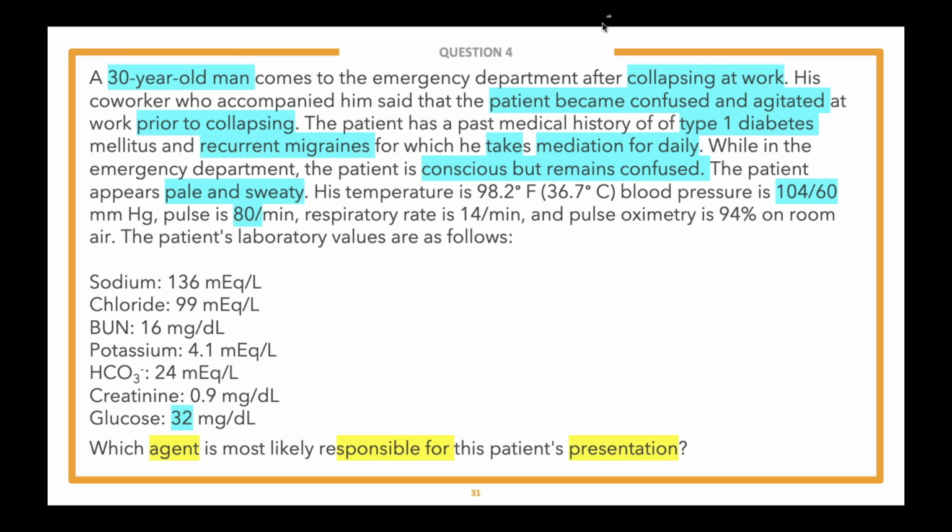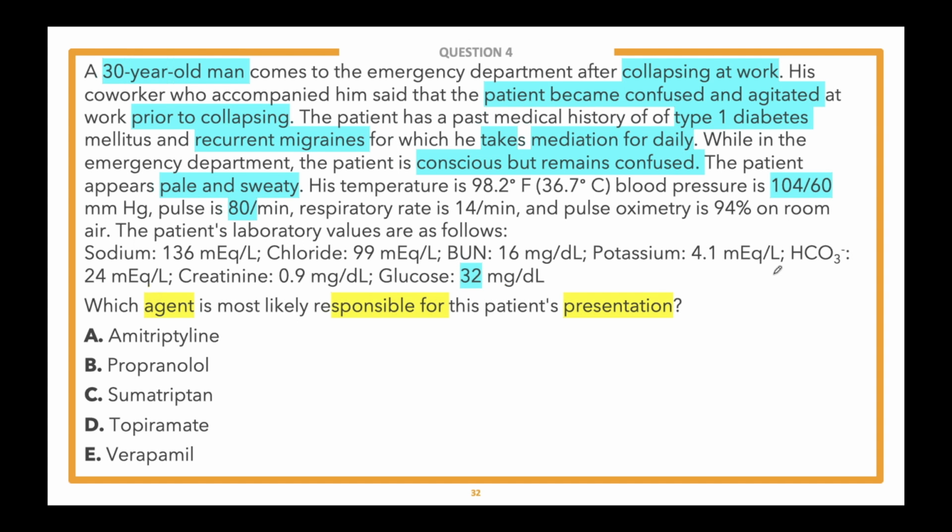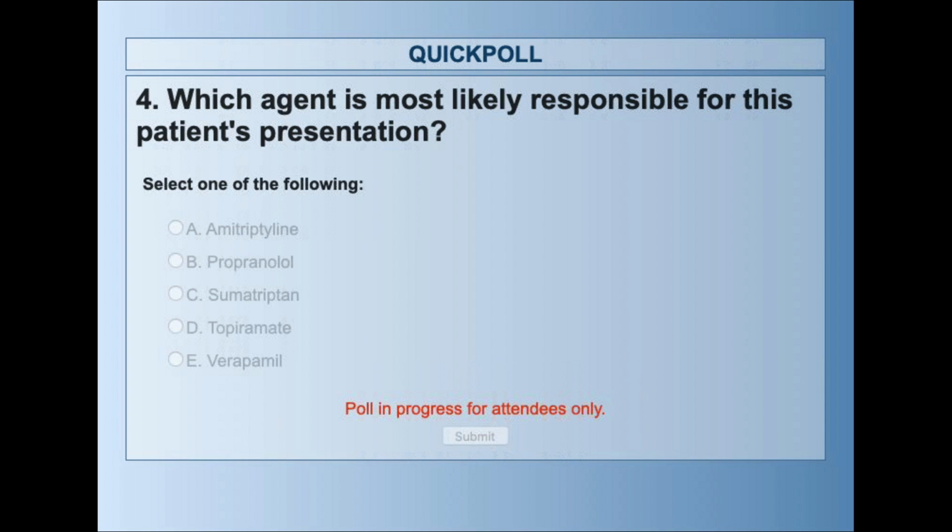Let's take a look at those answer choices and see what we're working with. Once again, we have 5 answer choices, and I'm going to start at the bottom again and work my way up. Answer choice E, verapamil, D, topiramate, C, sumatriptan, B, propranolol, and A, amitriptyline. We'll go ahead and open up that poll. Go ahead and select the answer you think is the best answer, and we'll talk about it in just a few seconds.